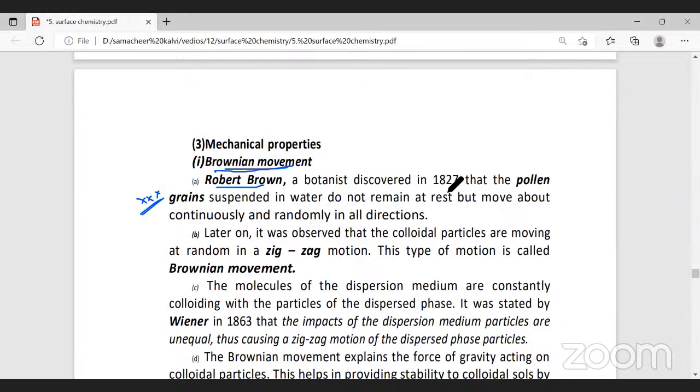The botanist discovered in 1827 that pollen grains, when suspended in water, do not remain at rest, but move about continuously and randomly in all directions. What happens is that these pollen grains collide with water molecules and move randomly in all directions. They keep on continuously moving. They are not stationary. They are mobile. Later on, it was observed that colloidal particles also move in random or zigzag motion, and this type of motion is called Brownian movement.